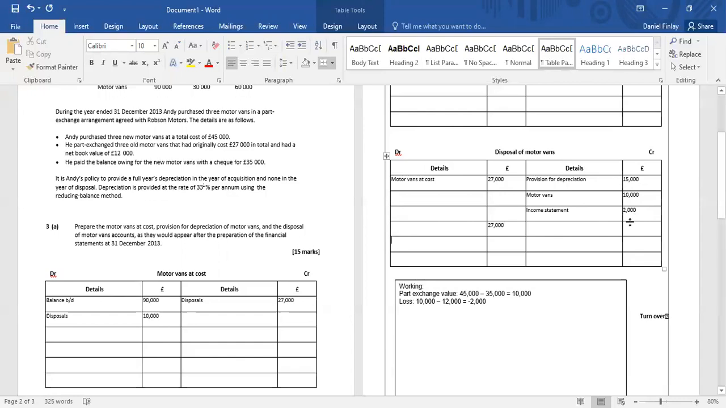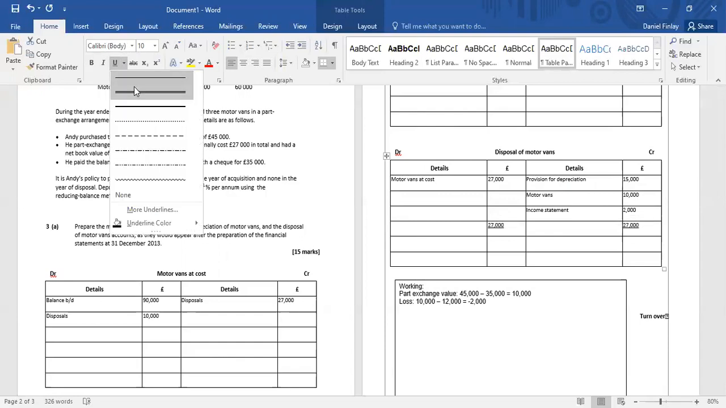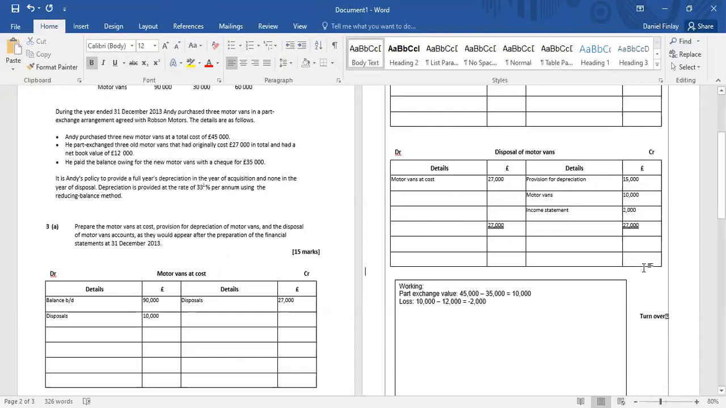Why that's missed it out. So it should have went there. And then that's both sides done. So I'd underline them. Underline them on here. Oh, in fact, we can double underline. How clever is that? There we go.